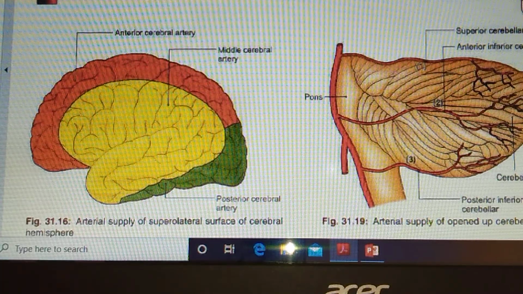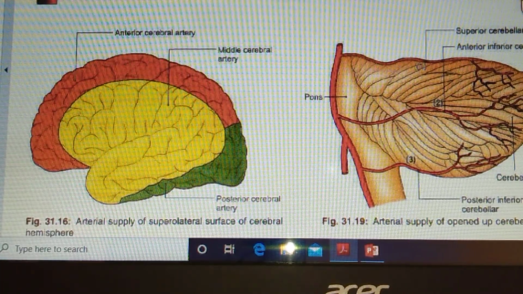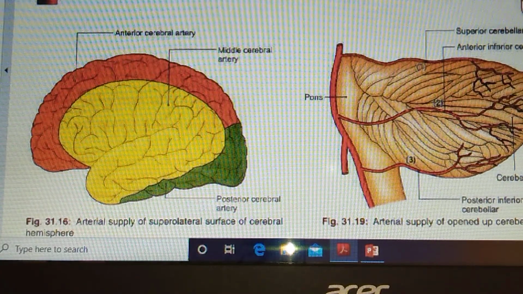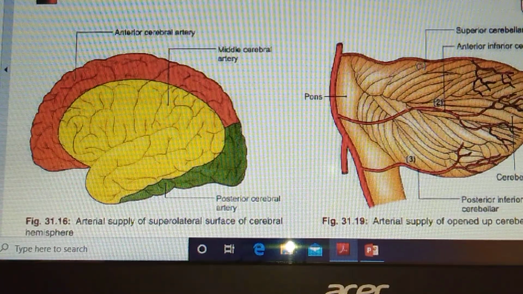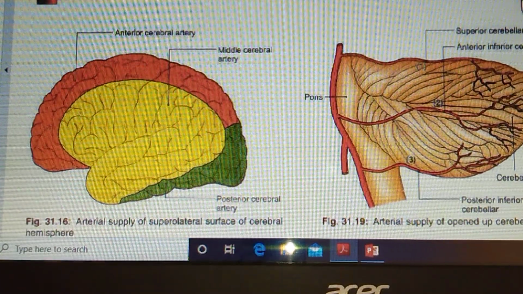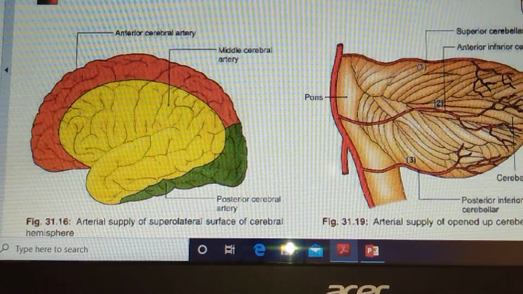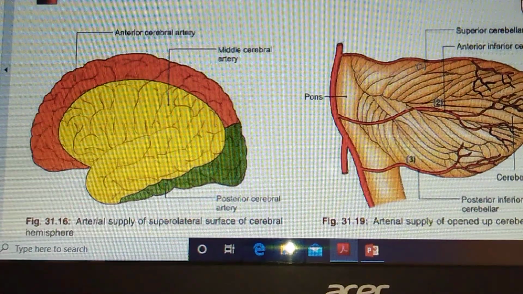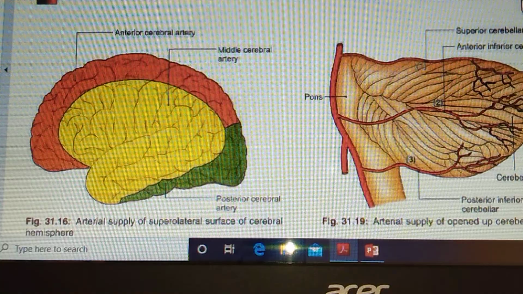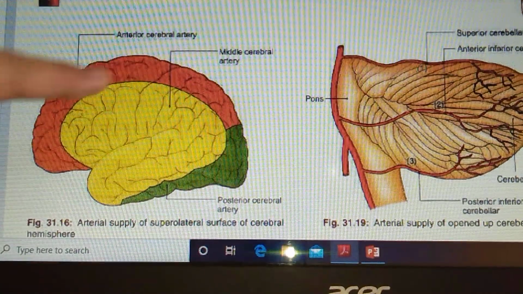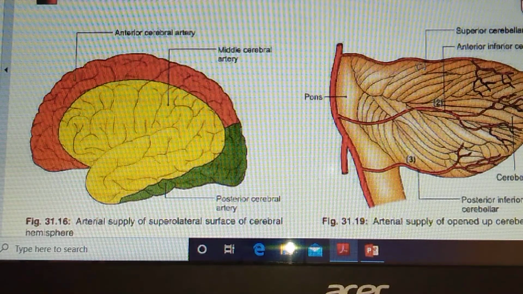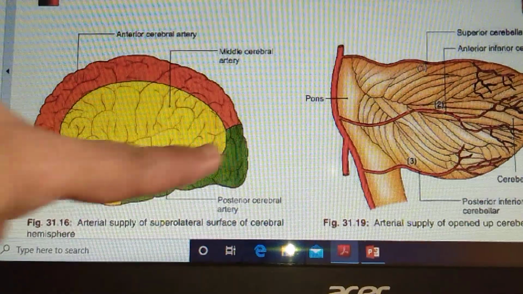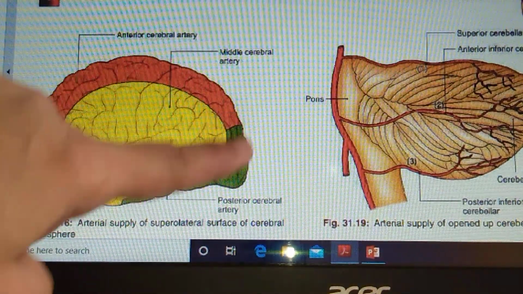Now, arterial supply of the cerebral cortex. It is supplied by the branches of all three cerebral arteries, that is anterior, middle and posterior cerebral arteries. All three surfaces receive branches from all three arteries. Middle cerebral is the main arterial supply on the superolateral surface. Anterior cerebral is the chief artery on the medial surface, and the posterior cerebral is the principal artery on the inferior surface, right?